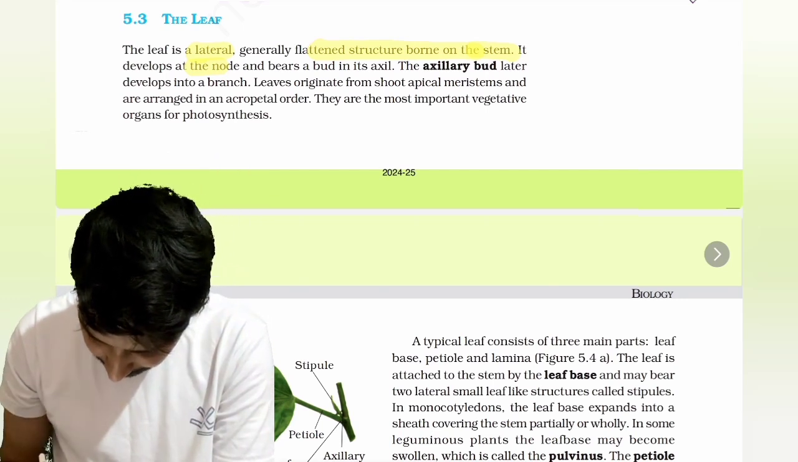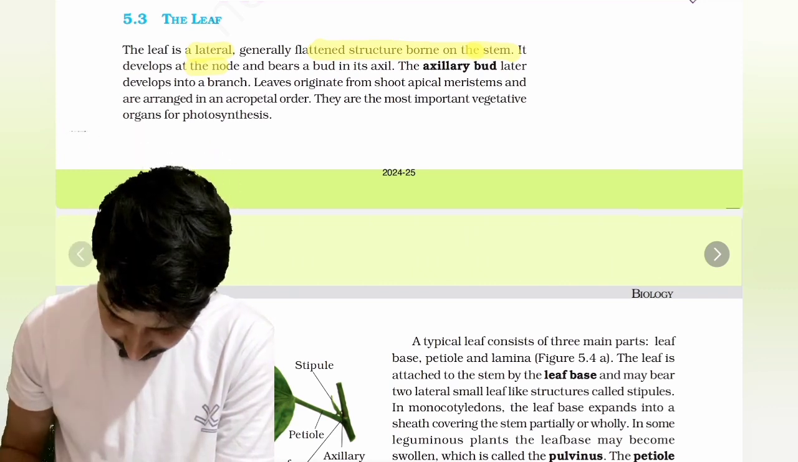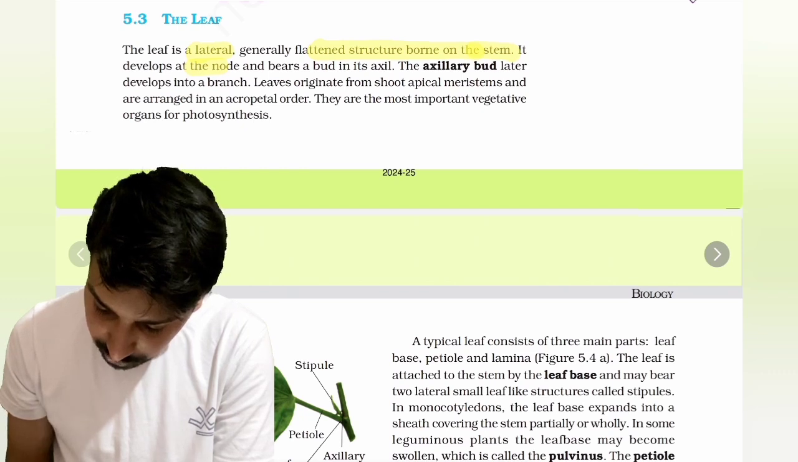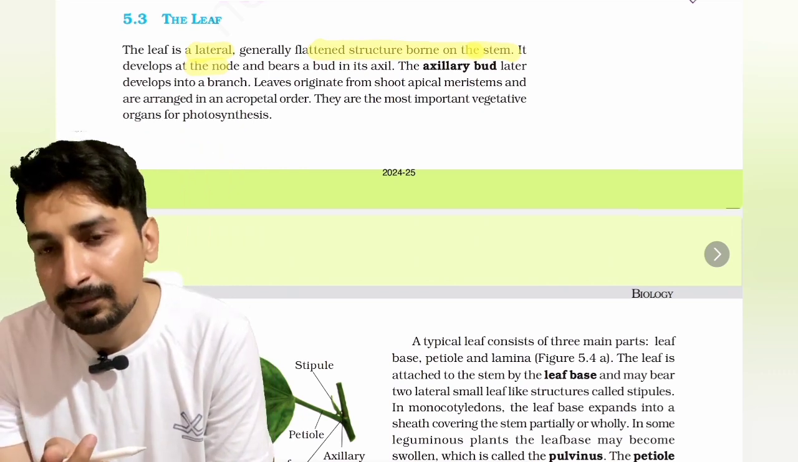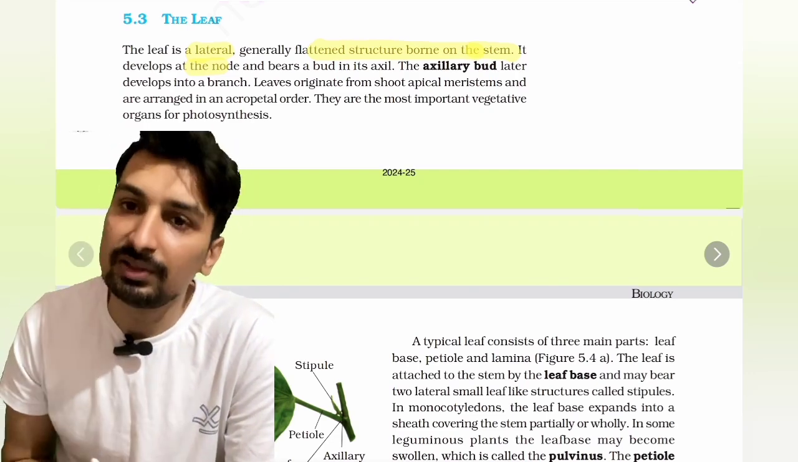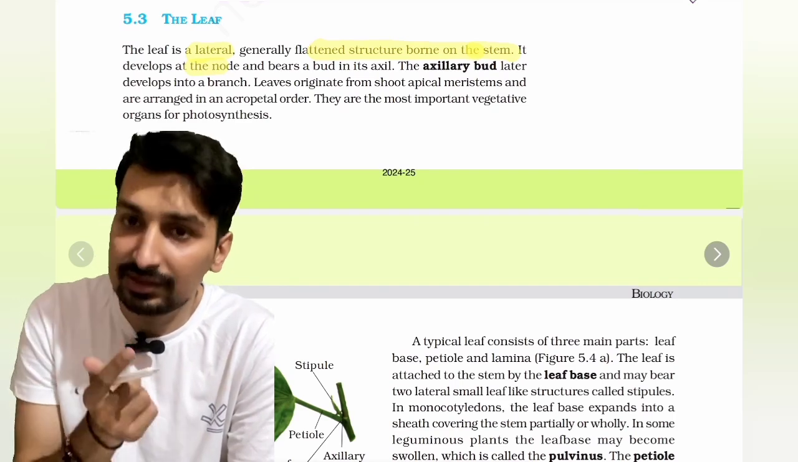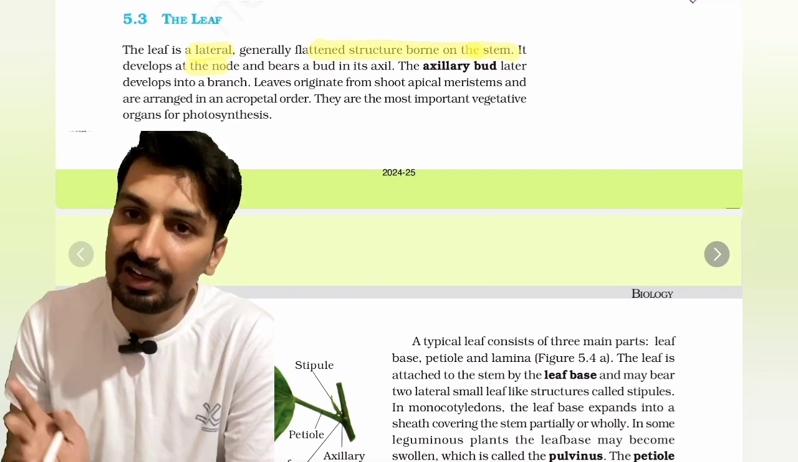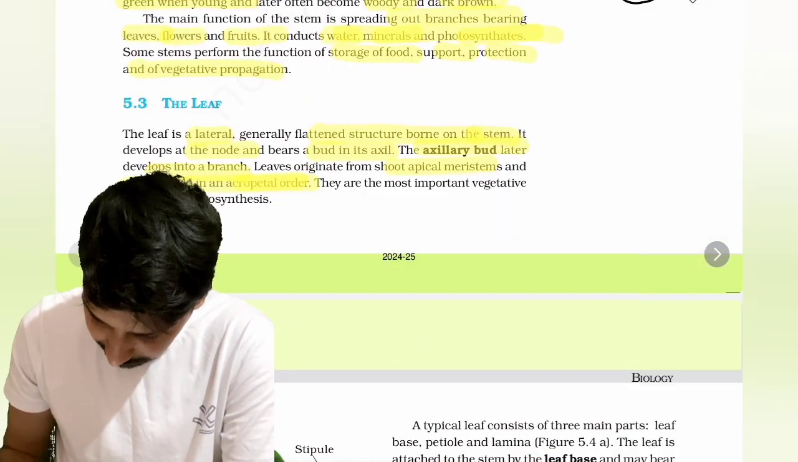See, you can look here. It has an axillary bud. This can develop into a branch. Leaves originate from shoot apical meristems and are arranged in acropetal order. Meristematic tissue, the tissue which helps in growing, right? So leaf comes out from that shoot apical meristem. Apical means top, shoot, from where the stem is forming, from that meristematic tissue, and it is arranged in acropetal order. They are the most important vegetative organs for photosynthesis.